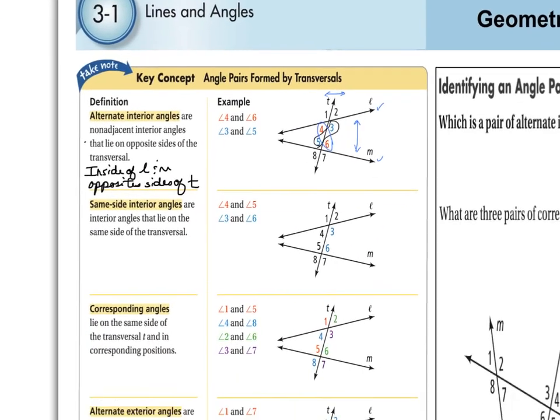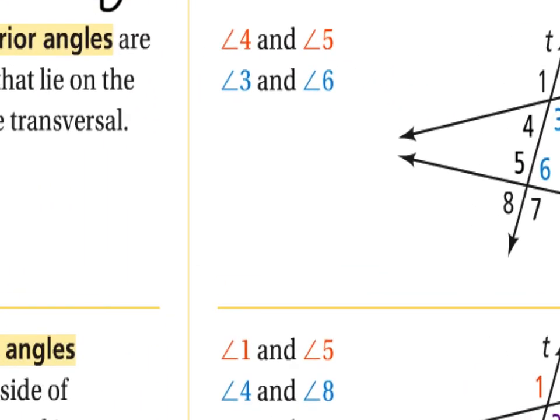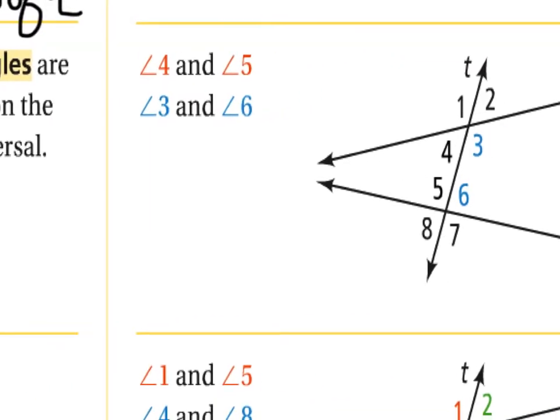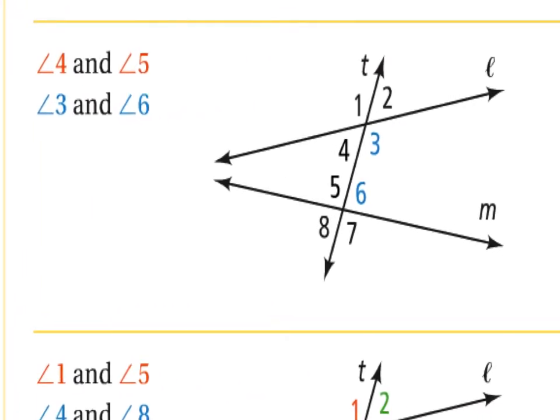Okay, alternate interior angles. All right, the second one is same side interior angles. They're interior angles, on the inside, that lie on the same side of the transversal. So as you look at the picture here, these two are same side interior. Again, they have to be on the inside of L and M, and then they're on the same side of the transversal instead of alternate sides. 3 and 6 are same side interior, and 4 and 5 are same side interior angles.